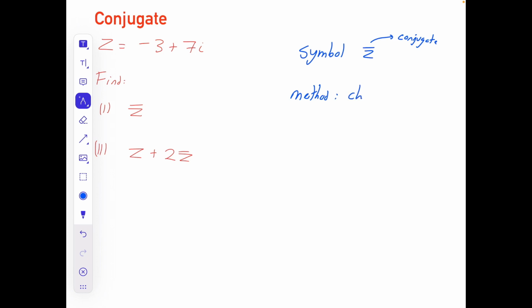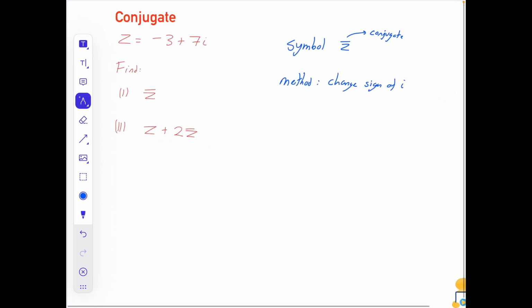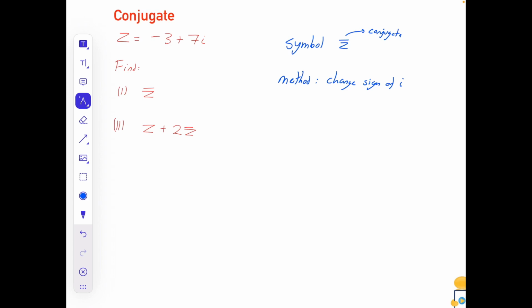Okay, and the method, all you do is change the sign of i. So if it was a positive, you change it to a negative, and if negative, change to a positive. So in this example, we're given that z is minus 3 plus 7i, and we're asked to find z with that weird line on top of it. That weird line on top just means conjugate. How do we find the conjugate? We change the sign in the middle. So that is going to be minus 3 minus 7i. Because this was a plus, we change it to a minus. If it was a minus, we would change it to a plus.